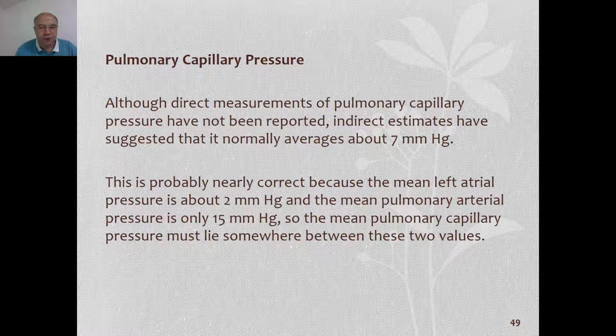Pulmonary capillary pressure. Although direct measurements of pulmonary capillary pressure have not been reported, indirect estimates have suggested that it normally averages about 7 mm mercury. This is probably nearly correct because the mean left atrial pressure is about 2 mm mercury, and the mean pulmonary arterial pressure is only 15 mm mercury. So the mean pulmonary capillary pressure must lie somewhere between these two values.